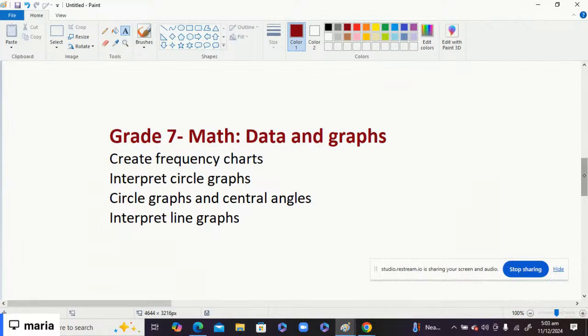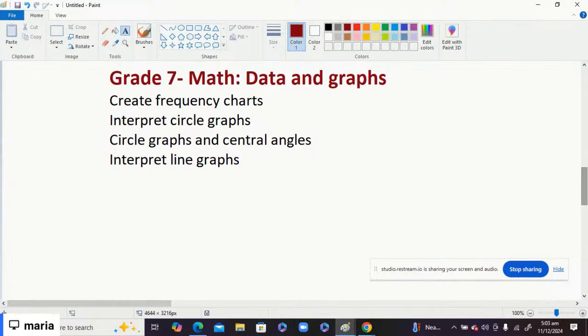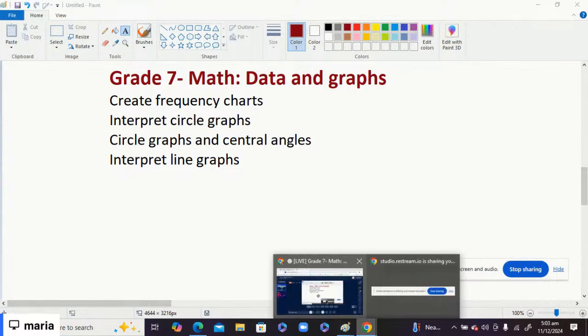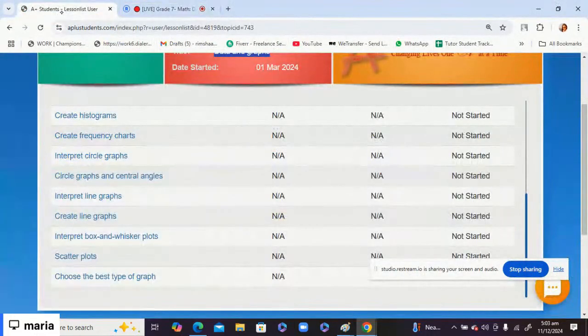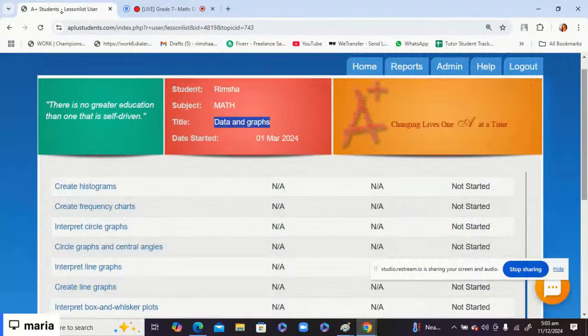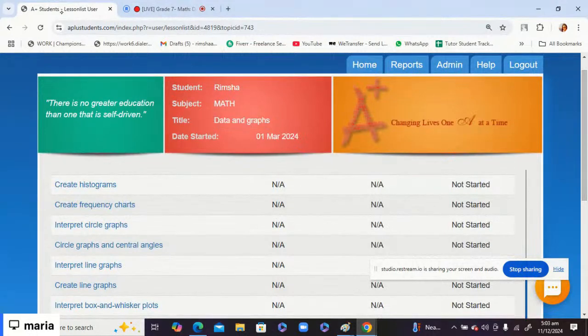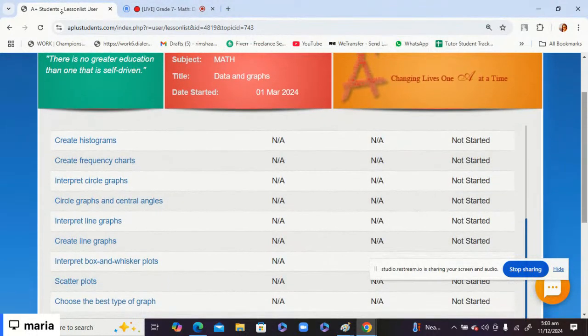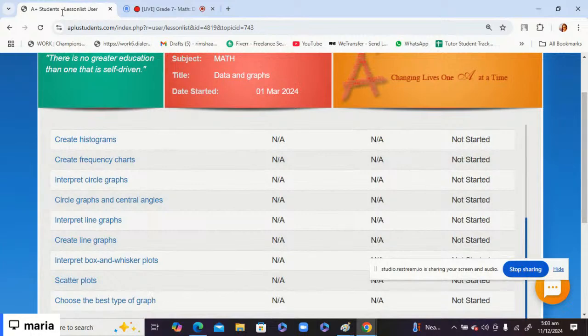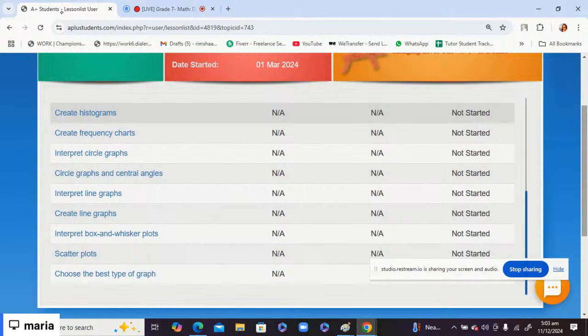So you can find all the lessons on aplusstudent.com. You have to log in using the email and password that is provided by the administrator. Go to the subject tab and select maths from there. Scroll down to grade 7 and then view all chapters. There are different chapters, and we are interested in data and graphs. The very first chapter for data and graphs is histogram, but we have already done it.